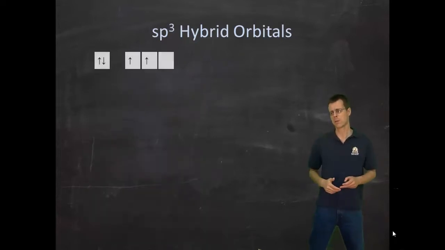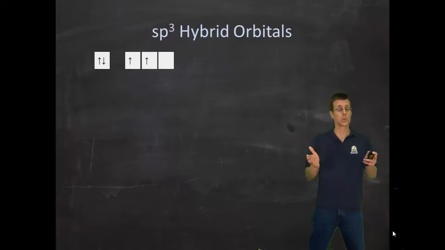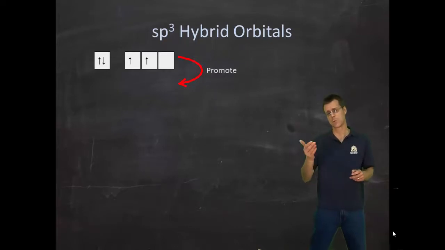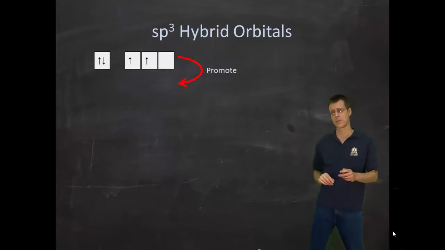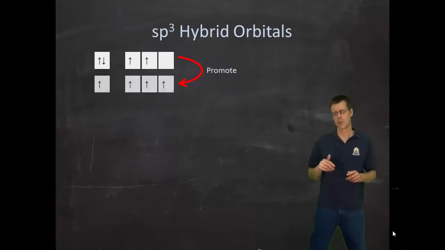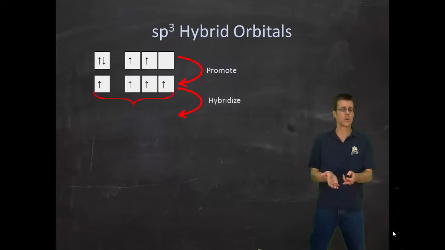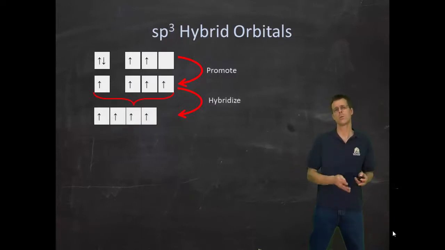If I keep that going, now I can have sp3. So all 3 p orbitals and the 1 in the s. And that's a total of 4 orbitals. Similar to last time, I can promote, and this would be something like carbon. Remember the 4 valence electrons? Promote an electron up into the p orbital. So now I have 4 single electrons. Hybridize, combine all of them, and I end up with 4 sp3 hybrid orbitals.